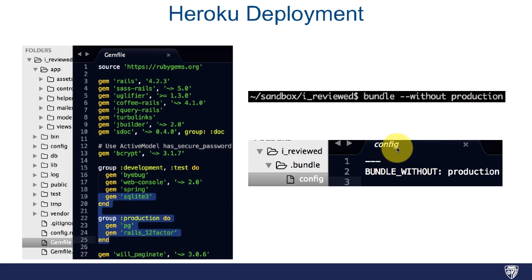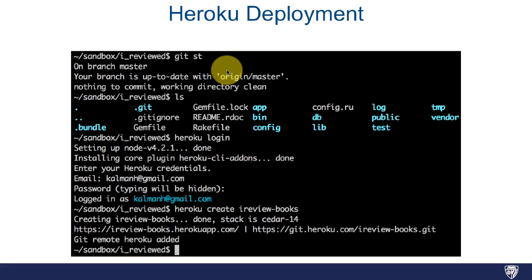That's fine. Once you do bundle --without production, you'll actually see that a config file is created in the .bundle directory in your top level directory that will now have this option that says bundle without production. So the next time, even if you don't specify the --without production flag, it will not try to install the production gems in your environment. Then we're going to commit everything.